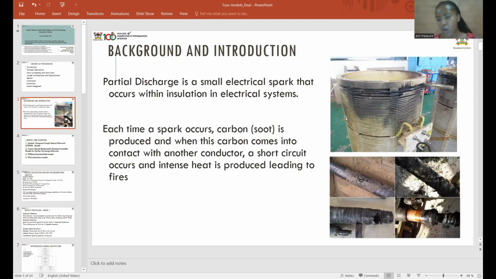So these are the results. In these images, you see the results of the partial discharge, which includes the burning of the wires and also the damaging of electrical equipment.